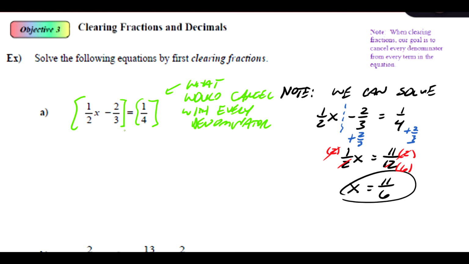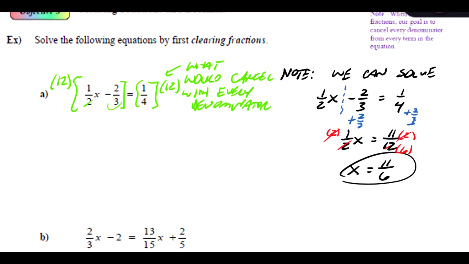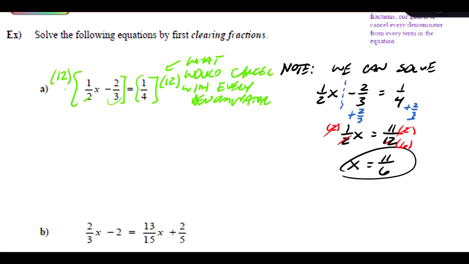So if you notice, if you multiply by 2, well, that would cancel this one, but a 2 would not cancel the 3. So what number would cancel every denominator that we see here? I need to be able to cancel a 2, a 3, and a 4. And if we think of 12, right? 12 will cancel with the 2. It has a factor of 2 in 12. It also has a factor of 3 and a factor of 4. So a 12 will cancel every denominator. As long as I multiply both sides by 12, the equation is balanced.